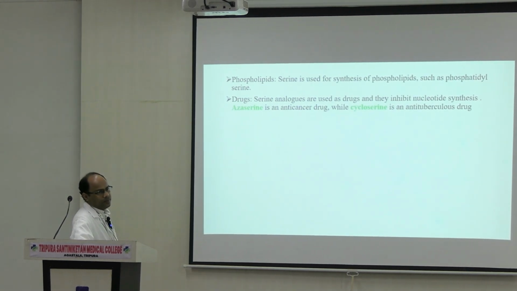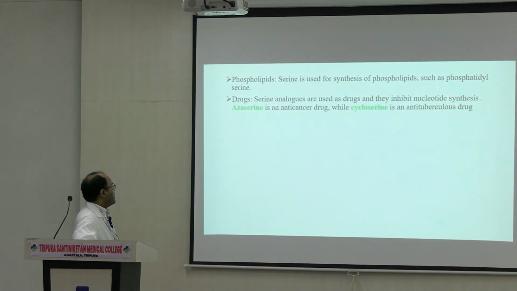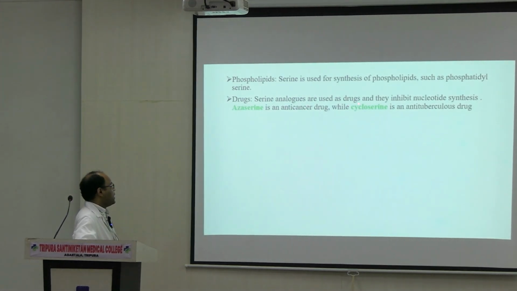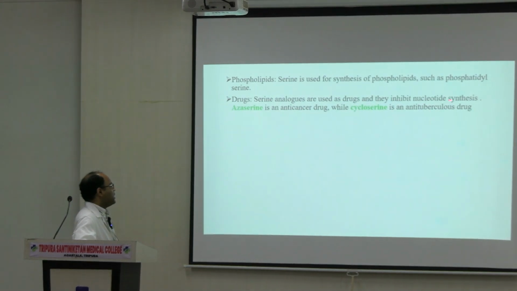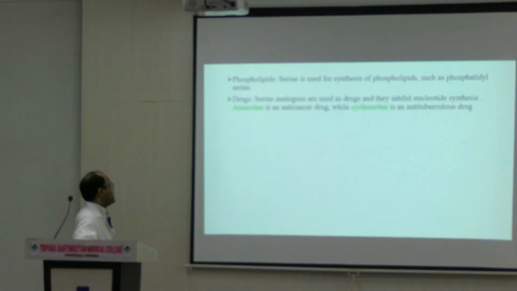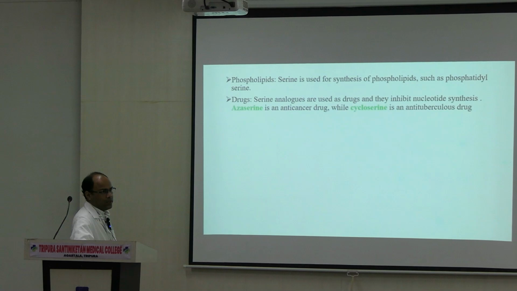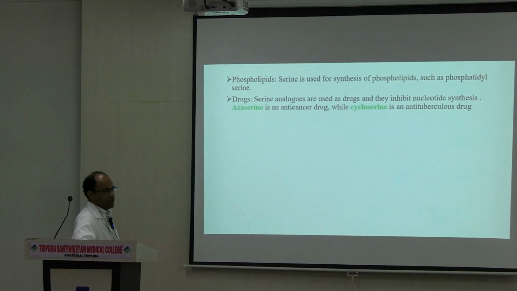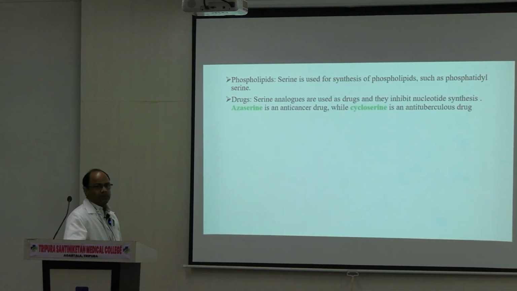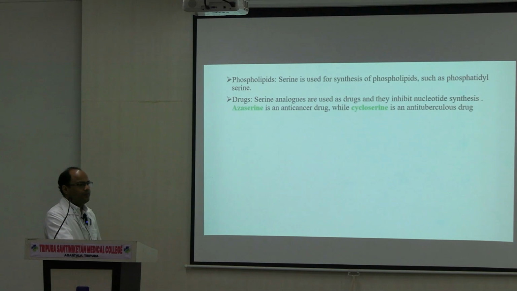Next is drugs. Development of drugs: serine analogs are used as drugs and they inhibit nucleotide synthesis, like azaserine. This is an anti-cancer drug. And cycloserine is an anti-tuberculous drug. These are the functions of serine.